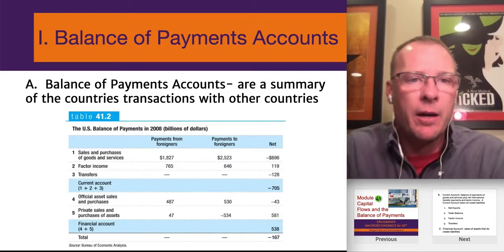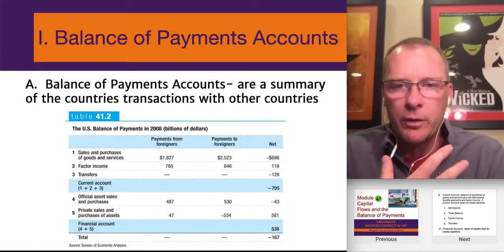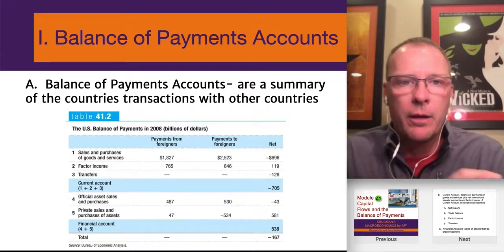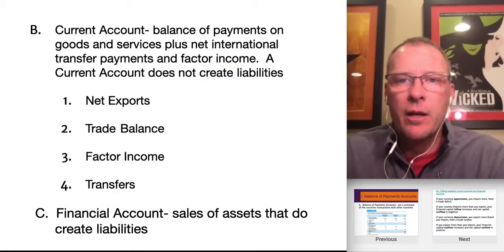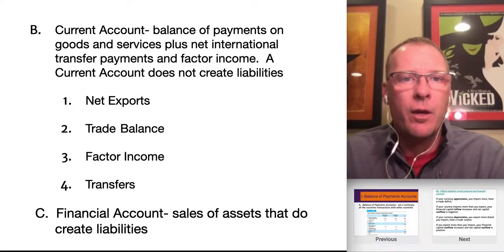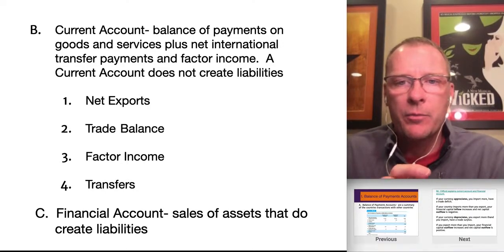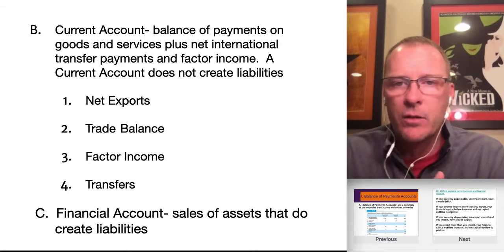As you look at these balance of payments, basically the United States is not alone in the world here. Because we are participating in a global economy, we're going to pay other people and then other people are going to pay us too. So this balance of payments is going to show all of the different transactions that we have with these other countries. Your current account does not create a liability. Your current account is going to be that balance of payments of goods and services that are coming in and out, but it's your financial account that talks about sales of assets that create a liability. These other ones, net exports, trade balance, factor income transfers, those don't.